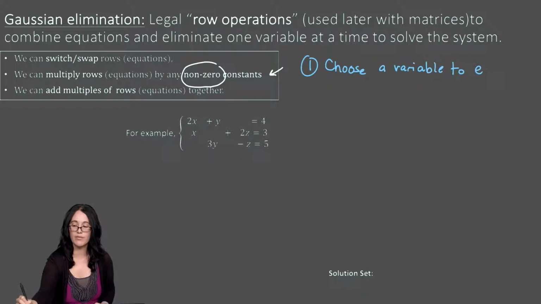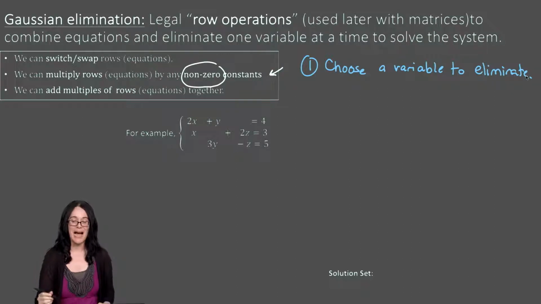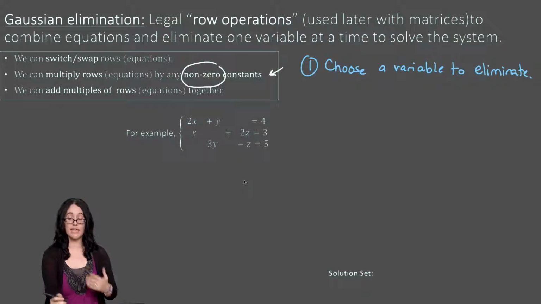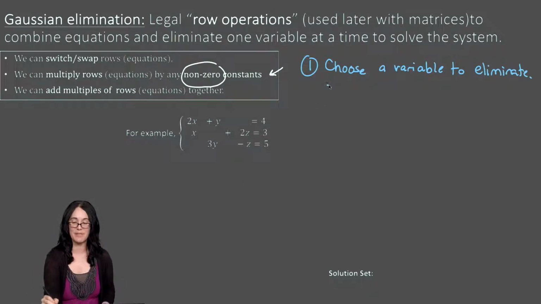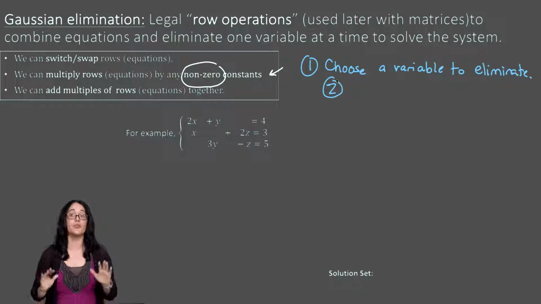So which variable would you like to eliminate? On your own, you can feel free to pause this video and try it on your own. I would look at my system and see what's already been eliminated for me. For example, in equation 1, there is no z. So if this were me, I might choose to eliminate the variable z. So I'm going to choose to eliminate z. You could choose x or y as long as you are consistent.